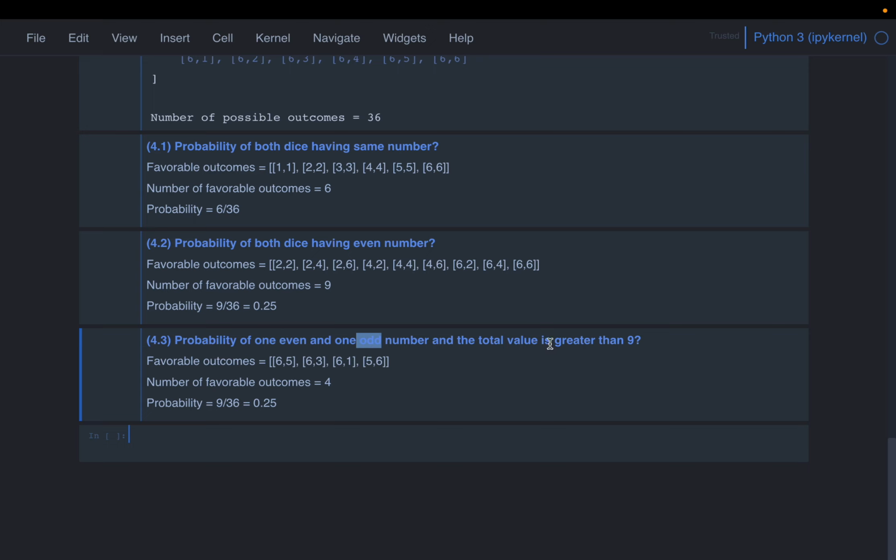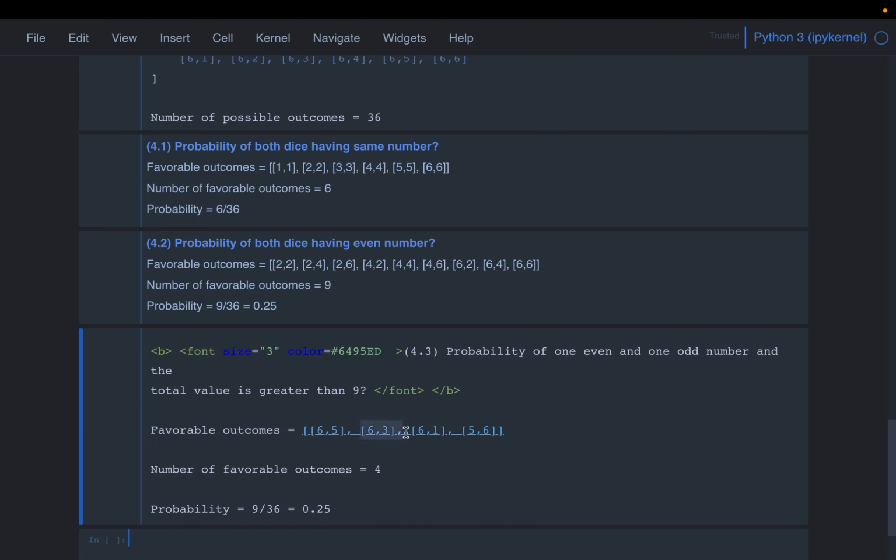And then the third criteria, the sum of these numbers should be greater than 9. So okay, 6 plus 5, 11, should be greater than 9. Okay, so this one goes. All right, 5, 6. Okay, these 2 will go. These 2 will also go. And then the number of favorable outcomes is just 2.